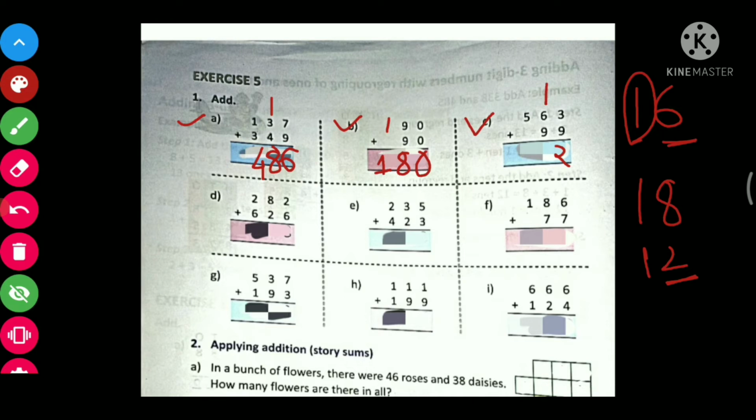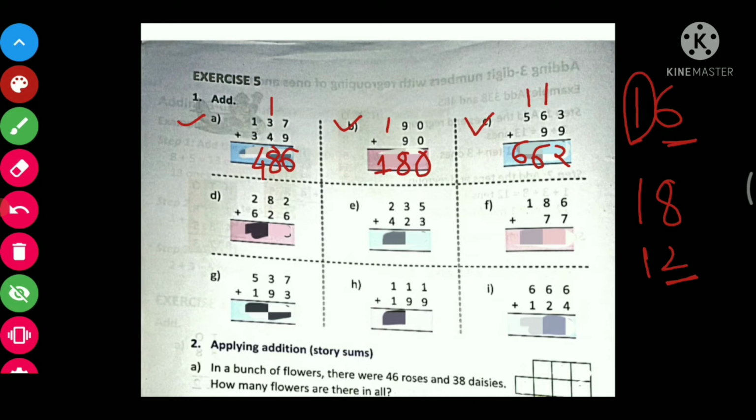16, right? So again we'll write this 6 here and we'll give 1 to the 100 place. Now 1 plus 5, it will be how much? 6, right? So our answer is what? 662.